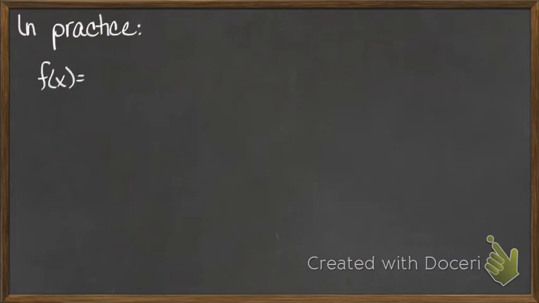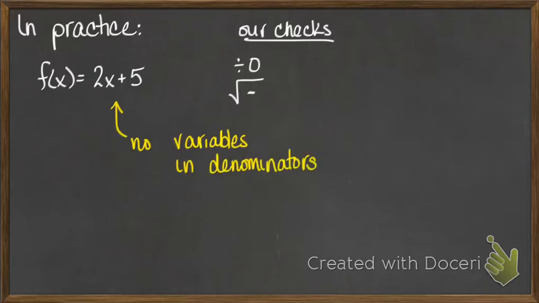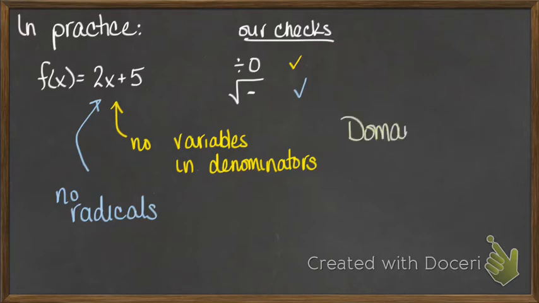So we need a function to work with. We'll start simple. Something like 2x plus 5. Now we have those two ideas that we're going to check for. We worry about whether or not we're going to divide by 0. Well, there are no variables in denominators in that equation, so we don't have to worry about dividing by 0. And there aren't any radicals as a part of that equation, so we don't have to worry about taking the square root of any negative numbers. That being said, the broadest spectrum we can have in terms of domain is all real numbers. So here our domain is going to be from negative infinity to infinity. It's all real numbers.